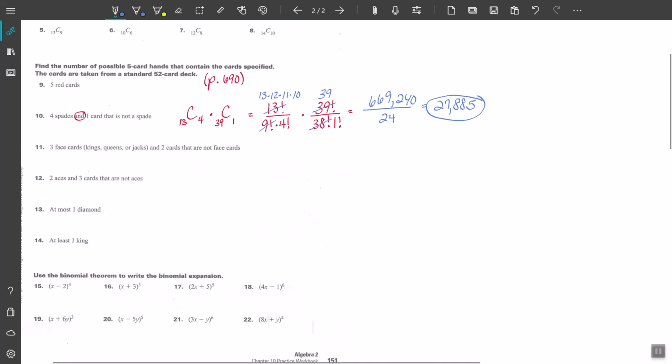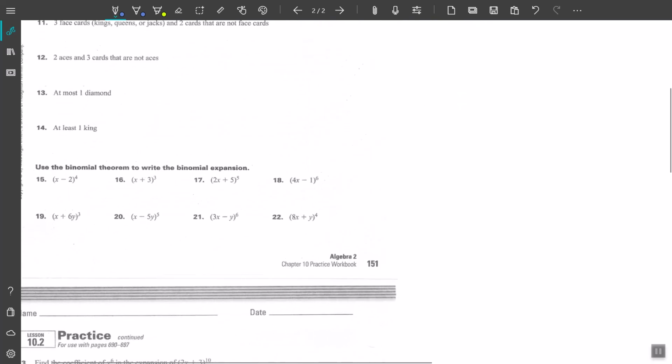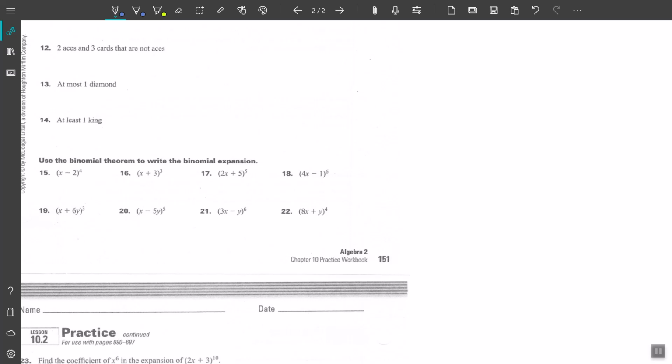So moving to the bottom of the page, there is a theorem called the binomial theorem that we can use to expand a binomial. And so in number 15, we have 4 x minus 2 binomials. So we have x minus 2 times x minus 2 and 2 more of those for a total of 4 x minus 2 binomials.